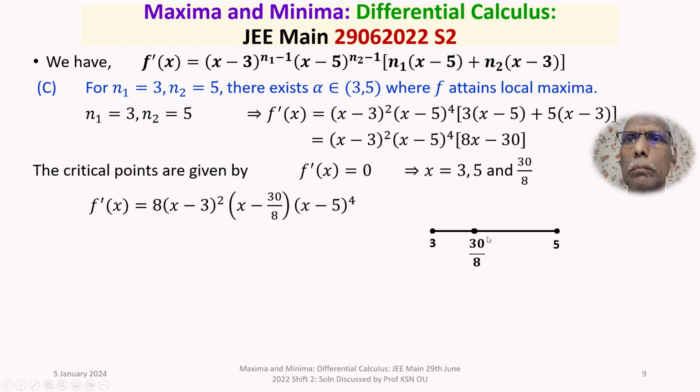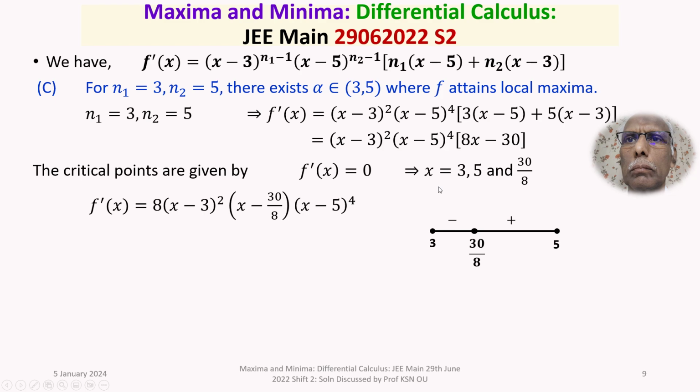In the interval (30/8, 5), x - 5 is negative, but it is a fourth power, so it's positive, and the two other factors also turn out to be positive. So it is positive. In the interval (3, 30/8), x - 5 is negative, but to the power of 4 it is positive, but x - 30/8 is negative. So this is negative.